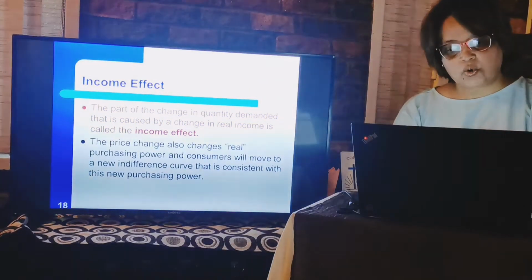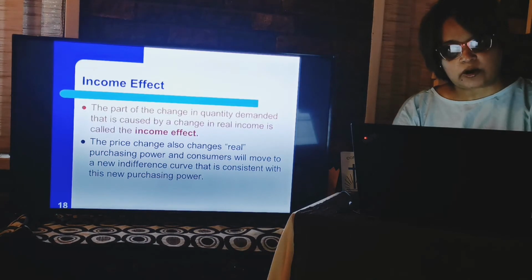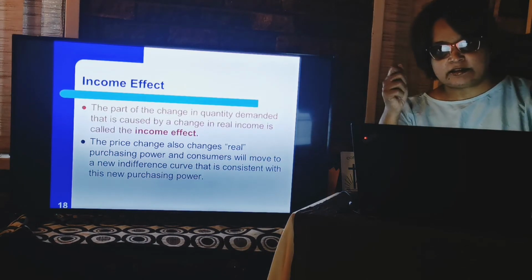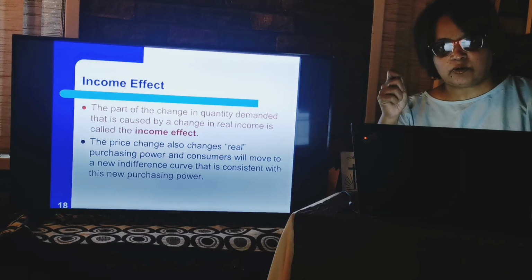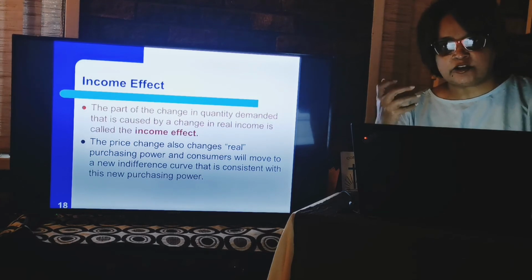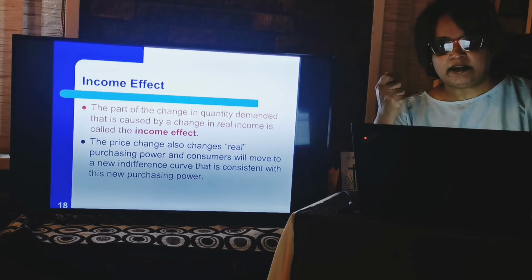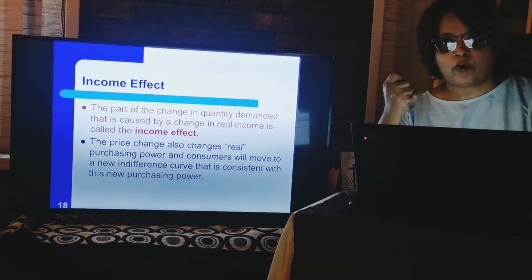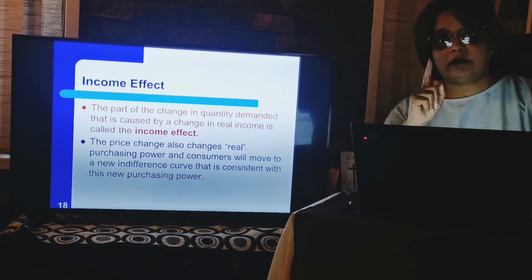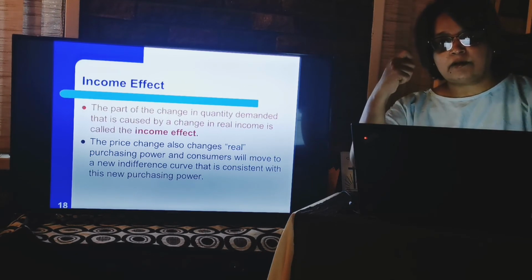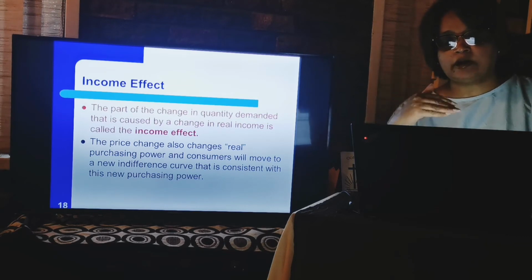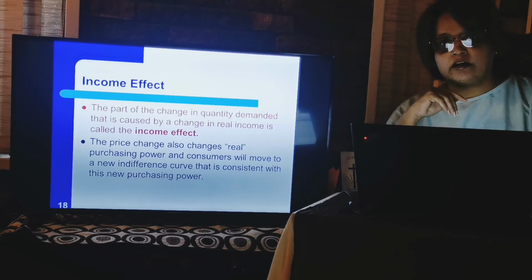The price change also changes real purchasing power. Remember, you will have buying power. So if you have an increase in your income, you have more spending, so you can buy more of a specific product if that product is a normal good. If it's an inferior good, irrespective of increasing income, there will be a slight decrease in your demand.